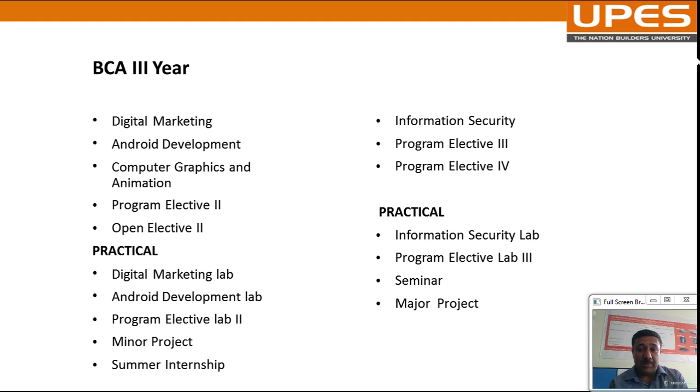We have a basic sciences paper also. We have management subjects also. We have communication subjects also, and we have core subjects as well as industry aligned subjects also. Let's see the list of the different electives we are offering.